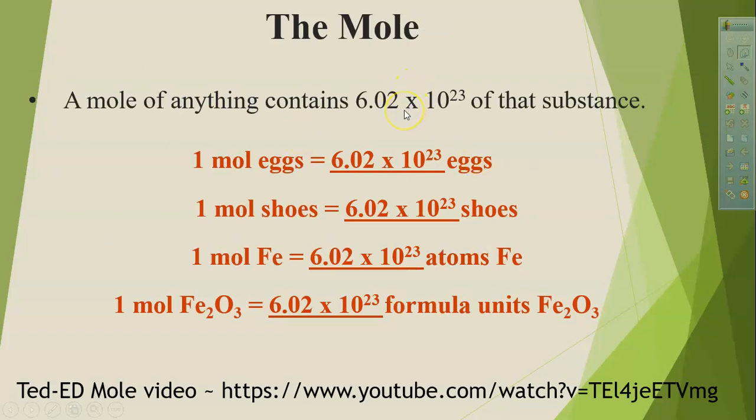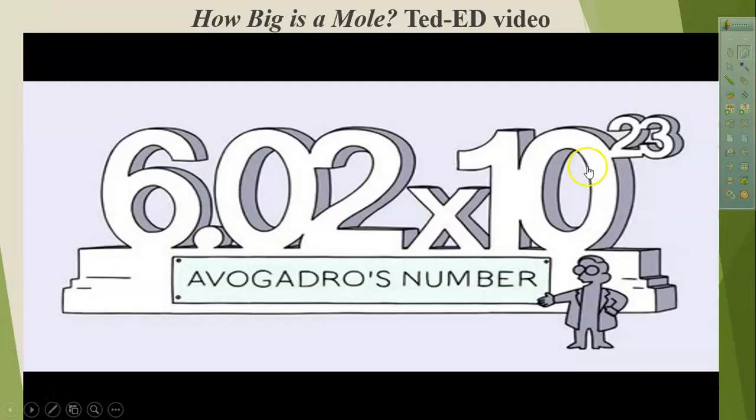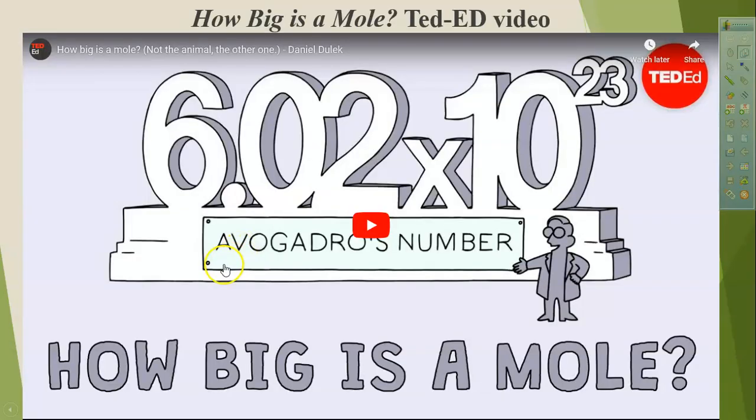1 mole of anything contains 6.02 times 10 to the 23rd of whatever that is. So a mole of eggs would be 6.02 times 10 to the 23rd eggs, and so on. A mole of iron is 6.02 times 10 to the 23rd atoms of iron. A mole of iron oxide would be 6.02 times 10 to the 23rd formula units of iron oxide. Be careful. Remember that formula unit is the word we use to describe an ionic compound, which is a metal with a nonmetal. Okay, so we're going to watch this video real quick. It doesn't take very long, but it's really kind of interesting. So enjoy.